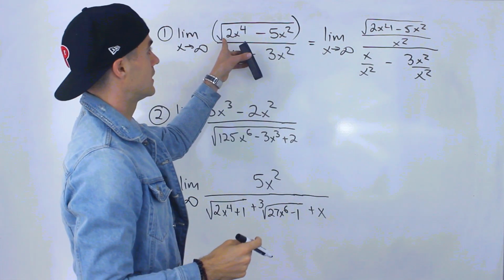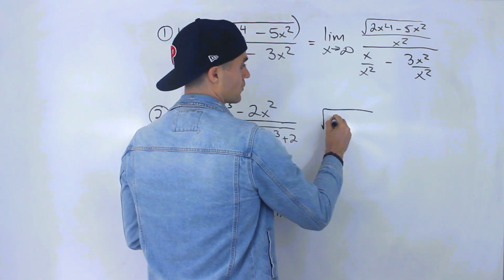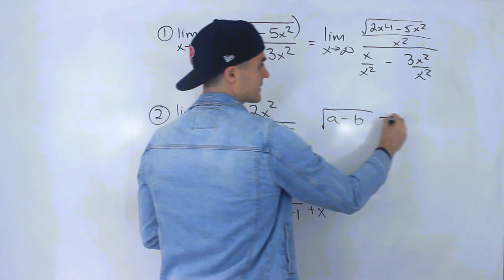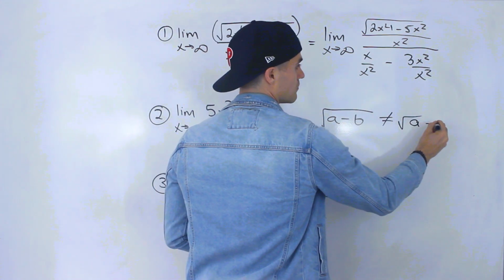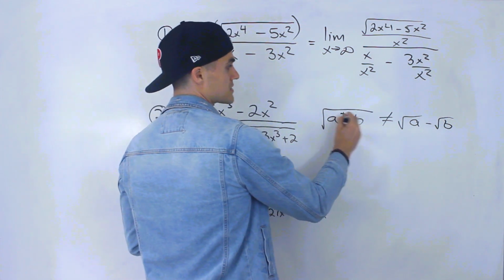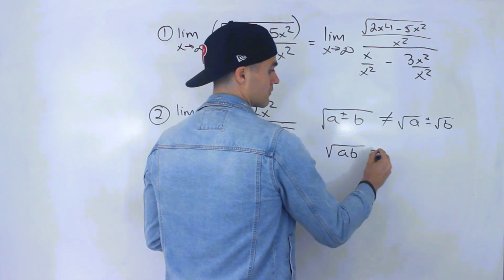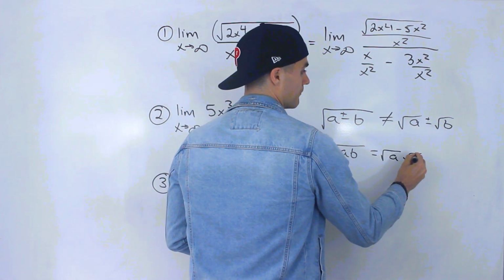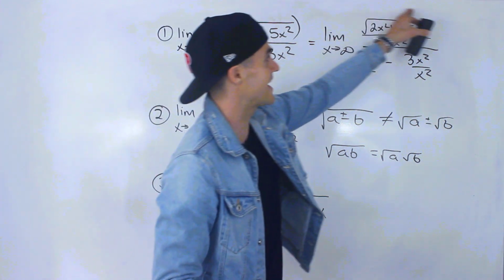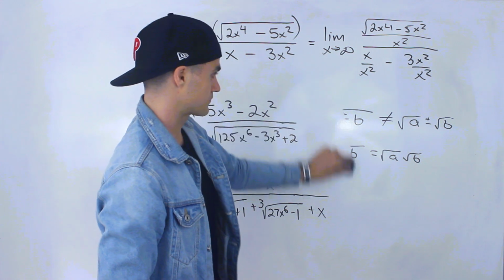We can't split up the square root. So if you have the square root of a minus b, that doesn't equal the square root of a minus the square root of b. Or if you have a plus here as well, so it's plus or minus. If you're multiplying, then you can split them up, but not if you're adding or subtracting. So we have to take this entire expression and divide it by x squared.